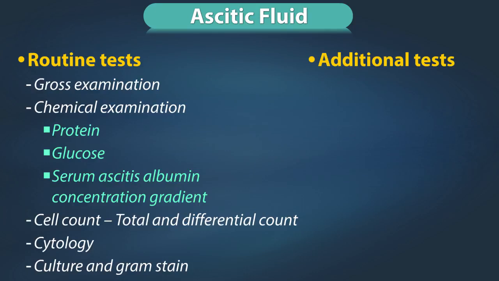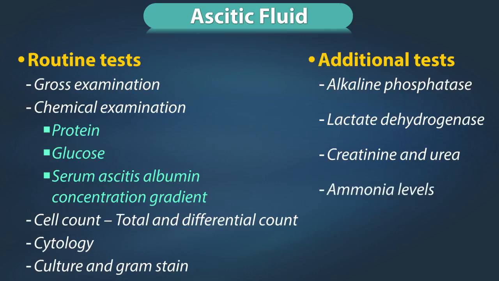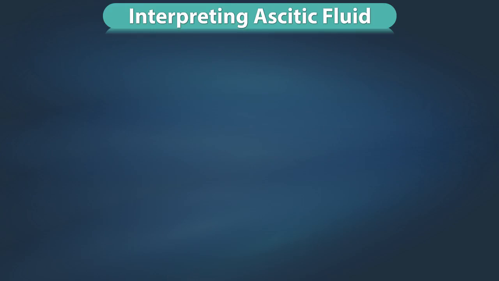The additional tests could be enzymes like alkaline phosphatase to check intestinal injuries, lactate dehydrogenase in patients with suspected malignant effusion, creatinine and urea to differentiate peritoneal fluid from urine, and ammonia levels in suspected cases of perforated peptic ulcer, ruptured appendix, or intestinal strangulation. Interpreting ascitic fluid.